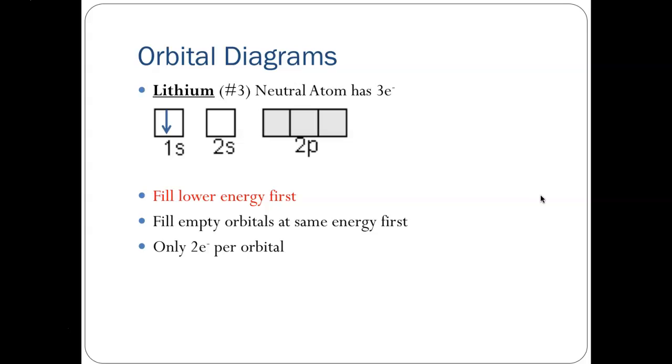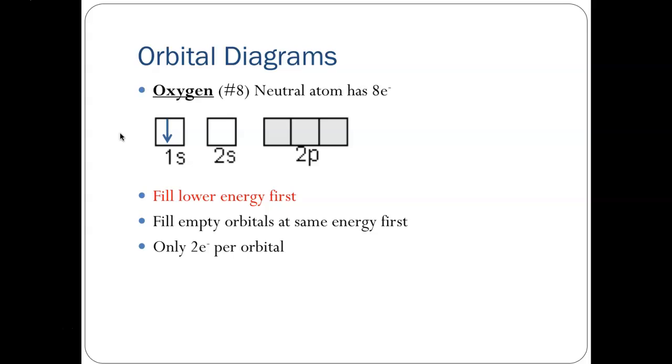Let's look at another example. So lithium. Neutral lithium has 3 electrons. And we're going to start with our lower energy level. So we put 1 arrow in there. Remember, we need to fill our empty orbitals at the same energy level first. And then we need one last arrow to give us a 1, 2, 3 for our 3 electrons. And we know we can only hold 2 electrons here. So this is our correct orbital diagram for lithium.